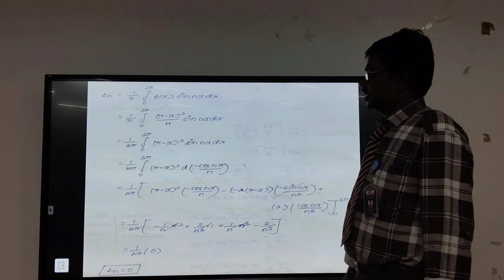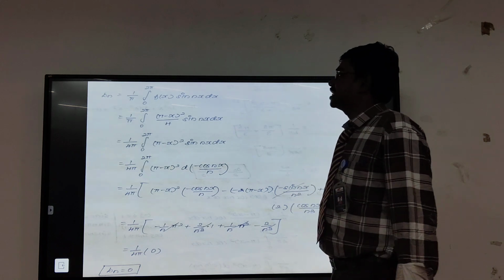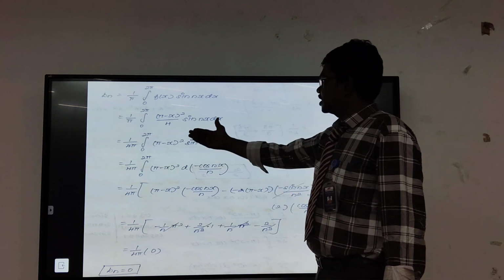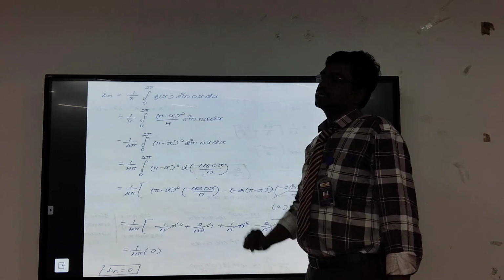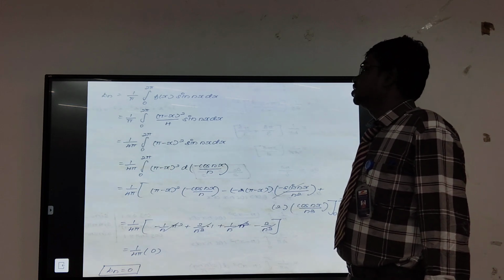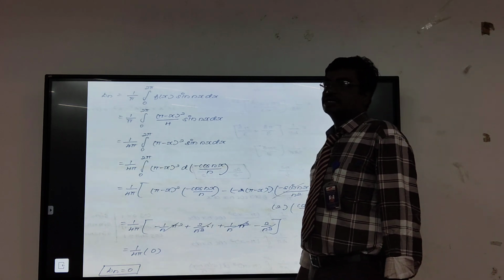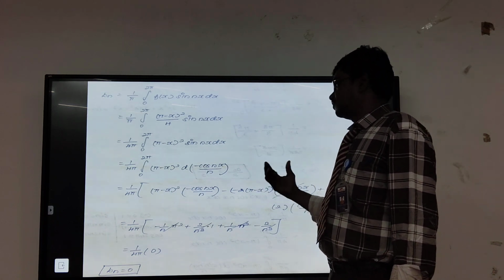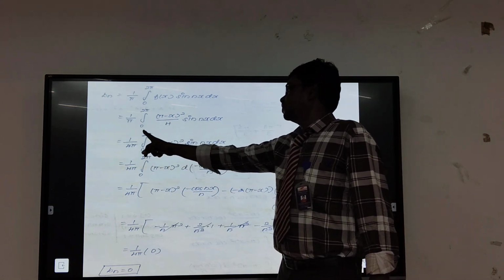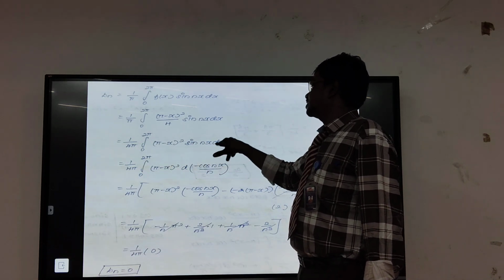We can now find bₙ. What is the value of bₙ? The formula for bₙ is 1/π ∫ from 0 to 2π of f(x) sin nx dx. With the same question, f(x) is (π − x)²/4, so sin nx dx. We can now solve this integral by the same Bernoulli's formula, the integral of u dv. The constant 4 is taken outside, so 1/(4π) ∫ from 0 to 2π of (π − x)² sin nx dx.